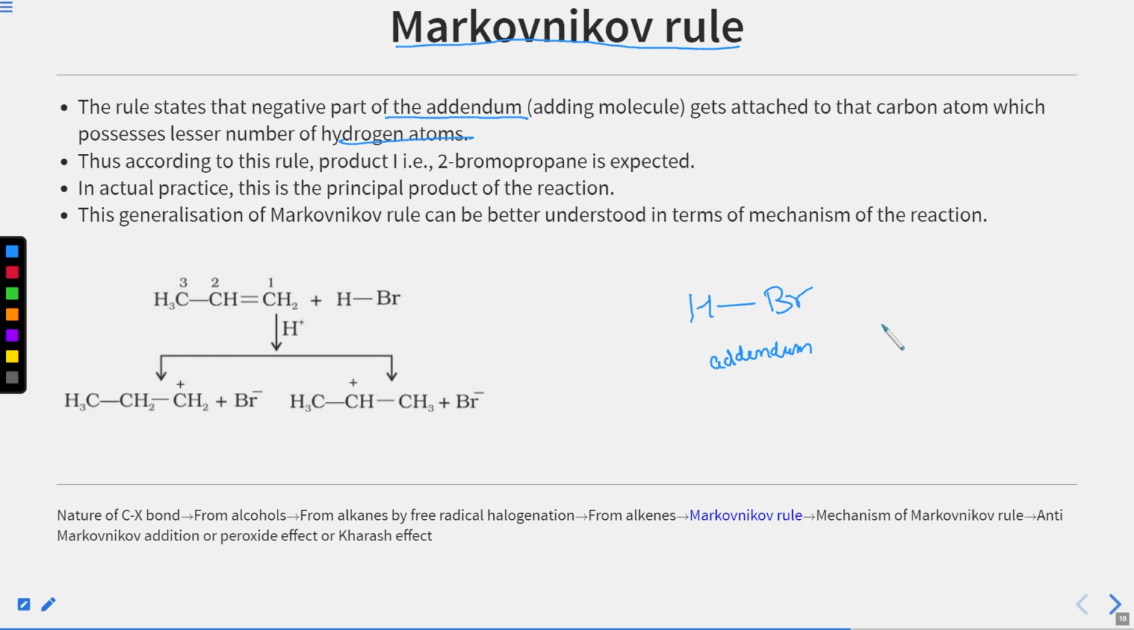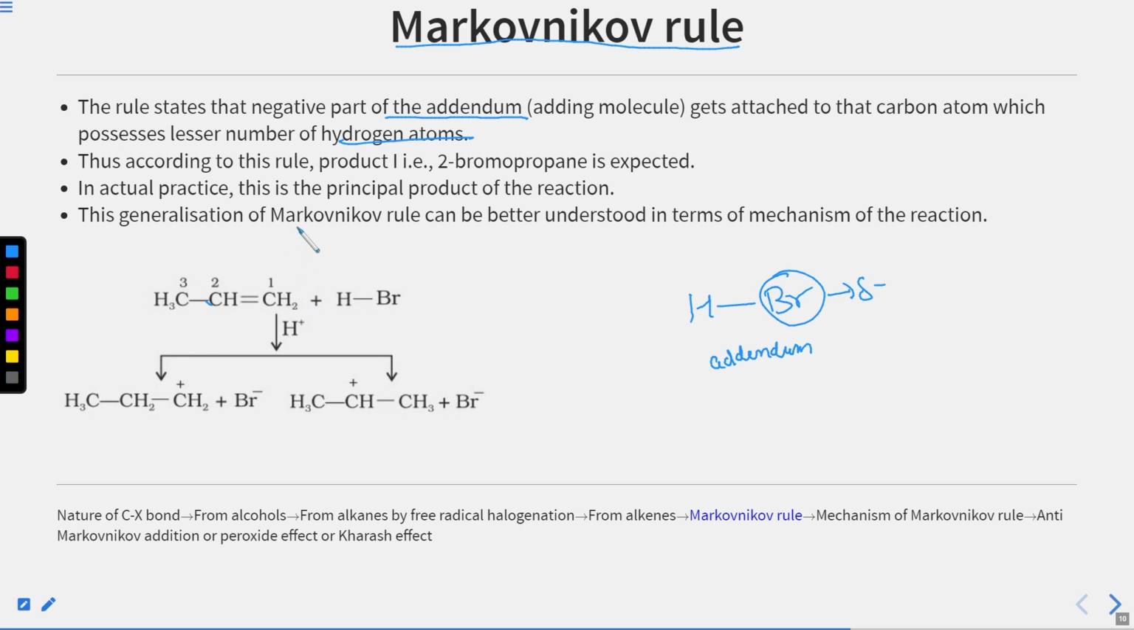It is saying that the negative part, so which is the negative part here? Out of these two, this is the negative part because it has a delta negative charge due to the electronegativity of the bromine. Now the negative part of the addendum attaches to that carbon which possesses the lesser number of hydrogen atoms. Here you can see that we have 2 hydrogen atoms here and 1 hydrogen atom here. So which has the lesser number of hydrogens? This one. So bromine will be added here. So let us see why it happens so.